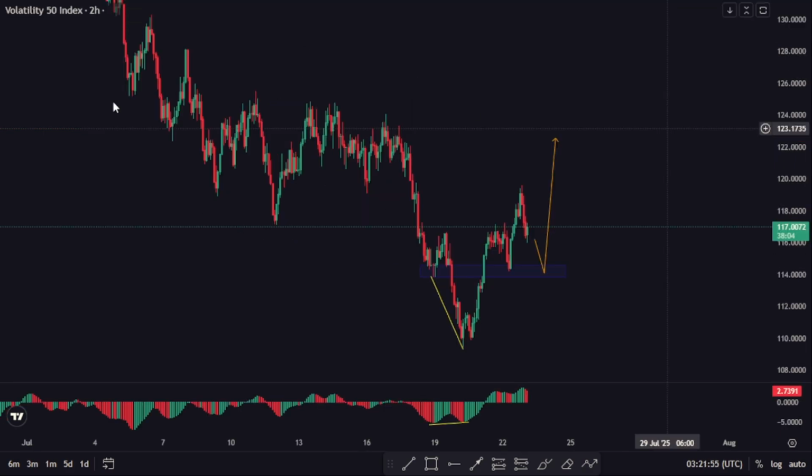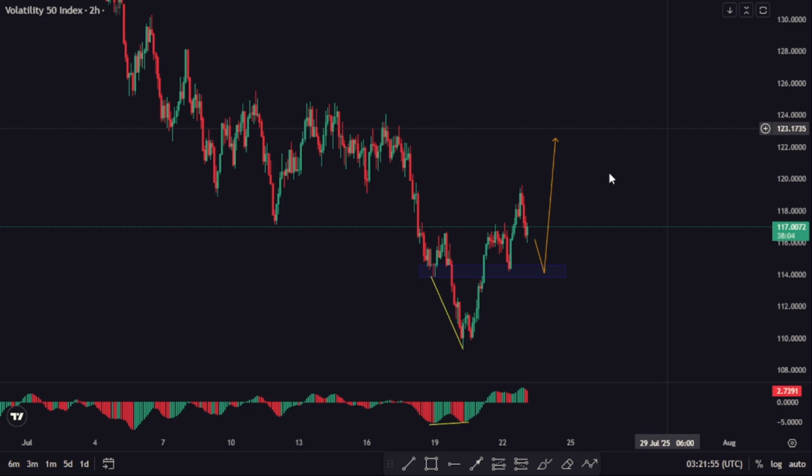And you can see another one over here. This is volatility 50. You can see the same thing. You have our lower lows, right? The market gives us a break of structure. Then we have this change of character. So we wait for the market to come and tap this level. Then we look for opportunities to the upside, right?